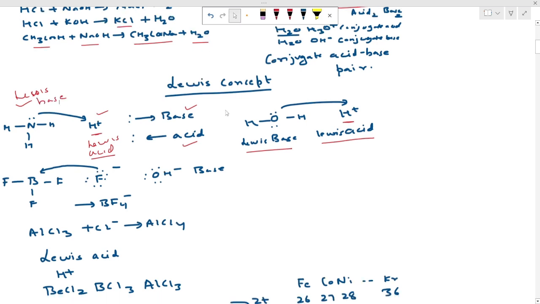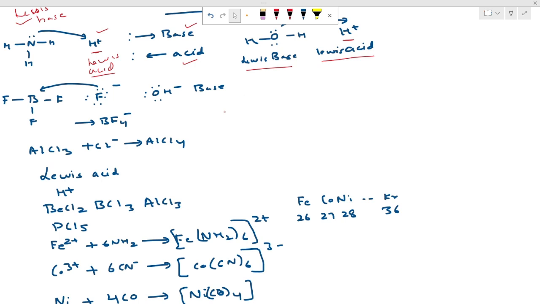Similarly, next we move to boron trifluoride, which is a Lewis acid. Because it has to complete its octet, it requires an electron pair, so it will take a fluoride ion and form the boron tetrafluoride ion. Similarly, aluminum chloride is acting as a Lewis acid, and chloride ion is acting as a Lewis base. So we have aluminum chloride.